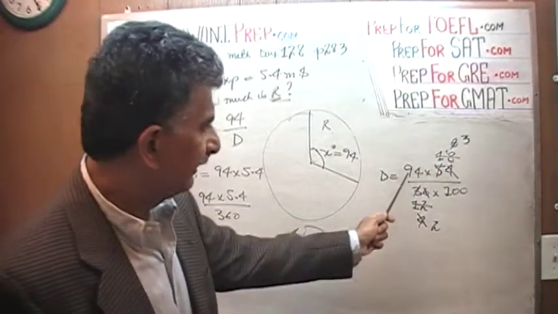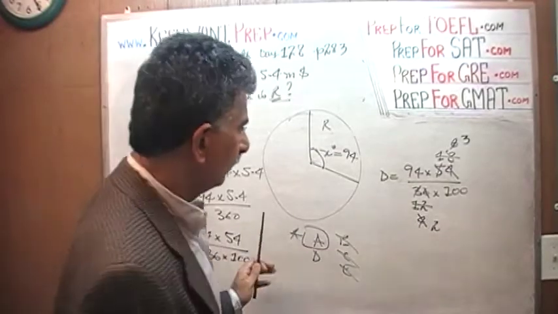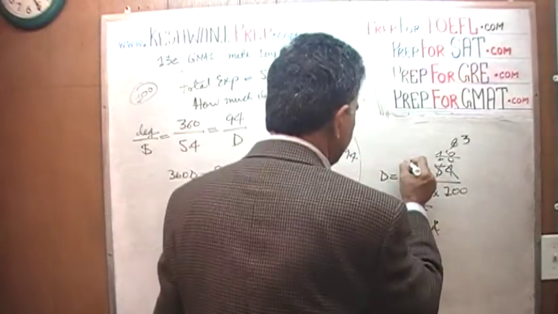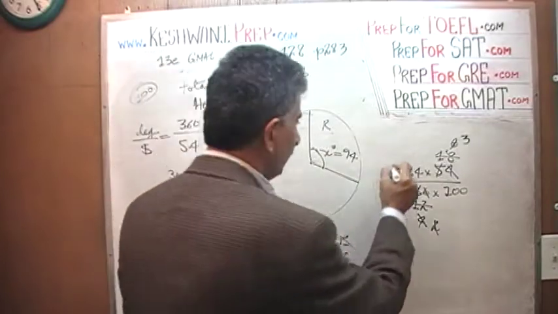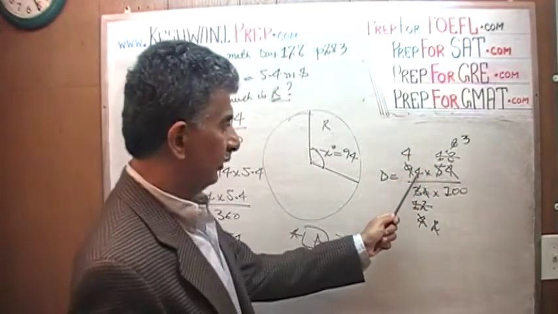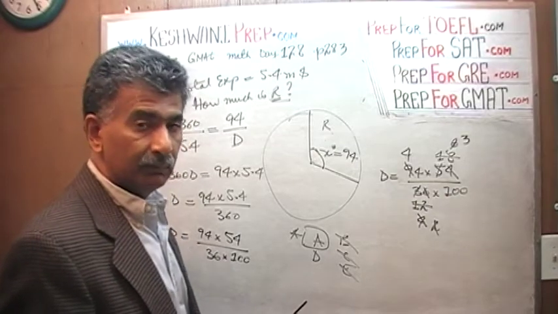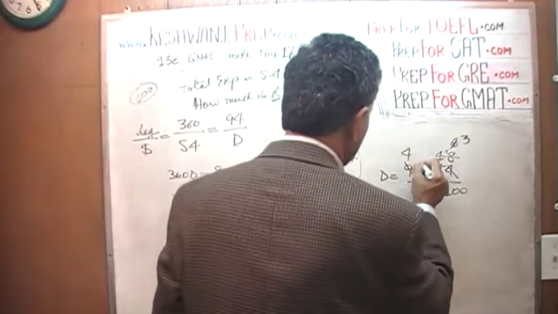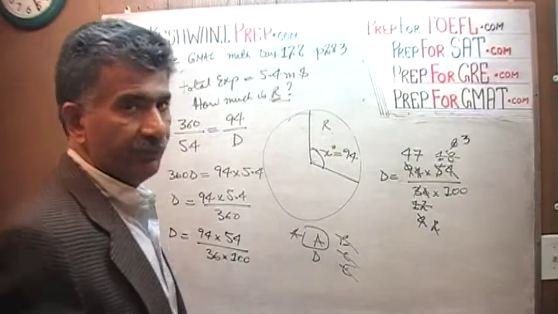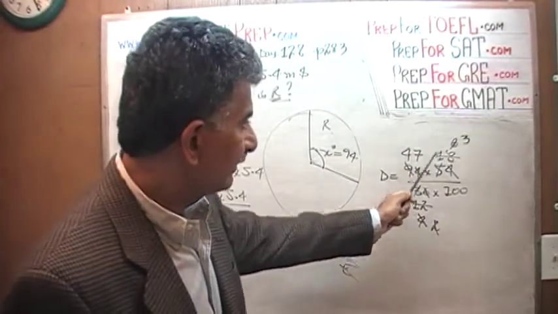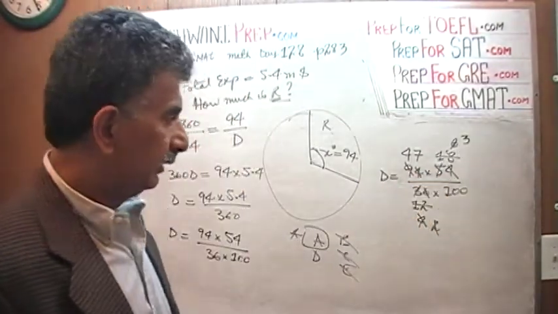Oh, I see a 2 and I see a 94. 94 can be divided by 2. How many 2's in a 9? 9 has four 2's. The remaining one goes and joins the 4, becomes 14. How many 2's in a 14? 14 has seven 2's. Voila! Now it's very simple. It's just 47 times 3 over 100.